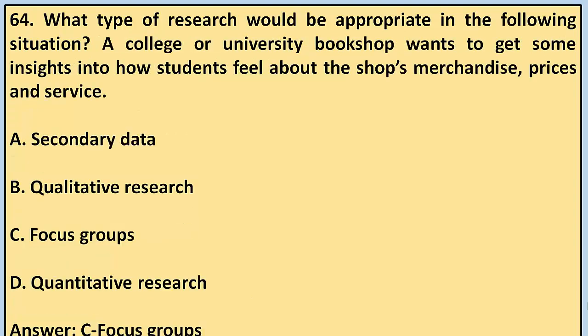What type of research would be appropriate in the following situation? A college or university bookshop wants to get some insight into how students feel about the shop's merchandise, prices and services. A, secondary data; B, qualitative data; C, focus group; and D, quantitative data. Answer is C, focus group.